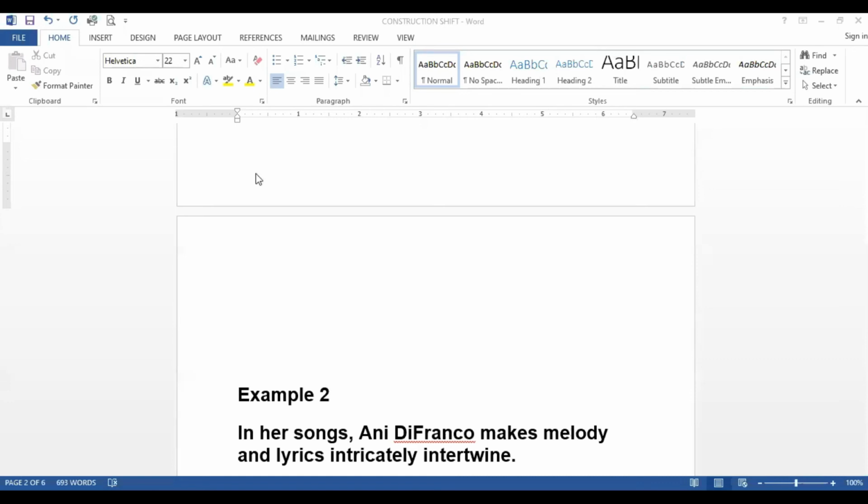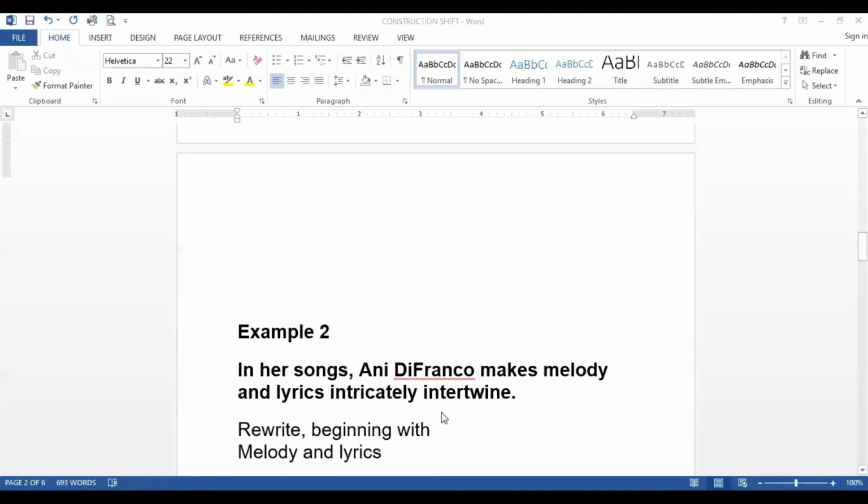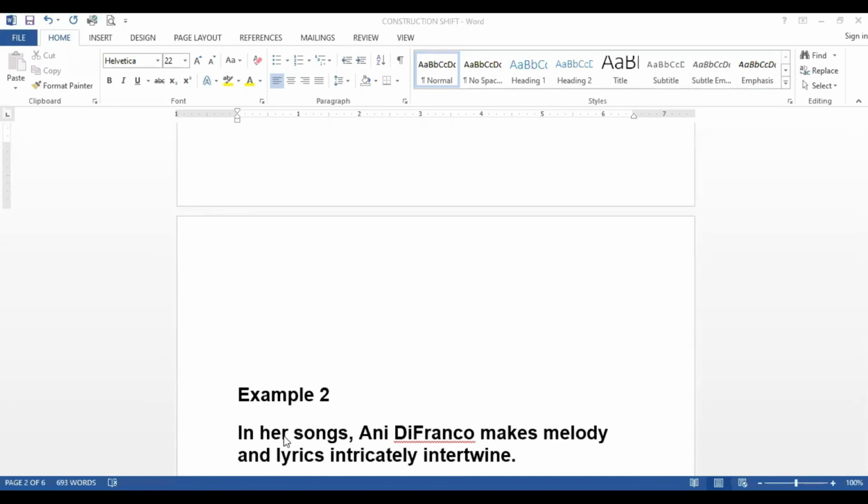So let's decode this sentence. What is this sentence telling us? What is it that Annie DiFranco does with melody and lyrics in her songs? That's what we need to understand, and we need to also identify our key terms, right? Good, so let's go. Intricately and intertwined, mostly intertwined, would be your key terms, right? So in her songs, Annie DiFranco makes melody and lyrics. So in her songs, she combines or brings together melody and lyrics. So intertwine means to bring together, and intricately, right?